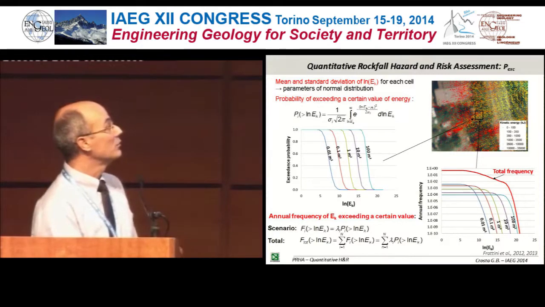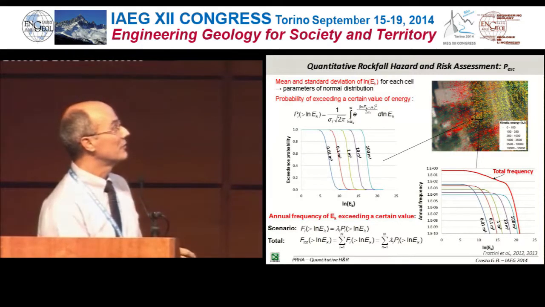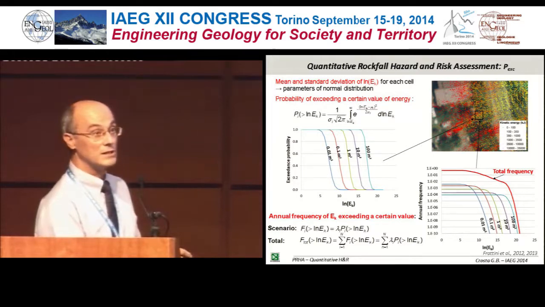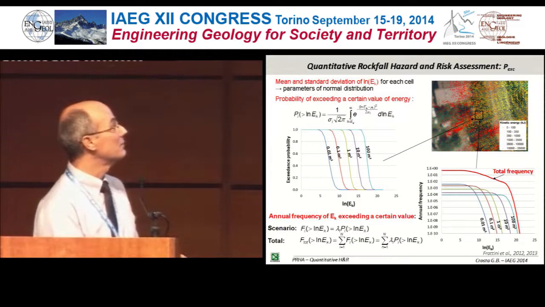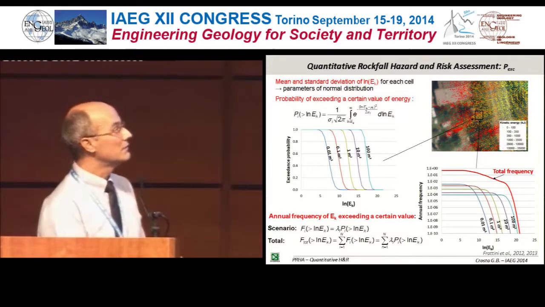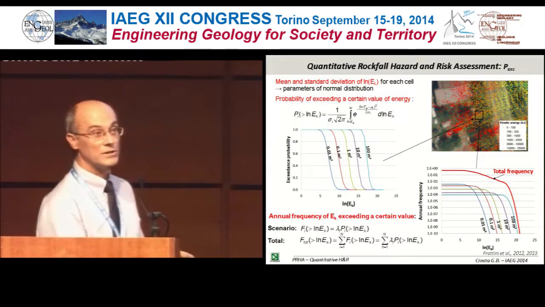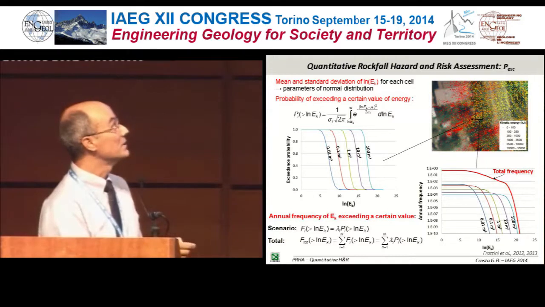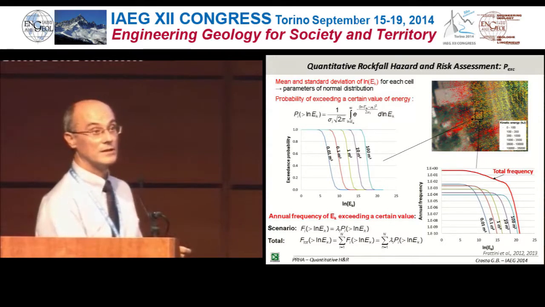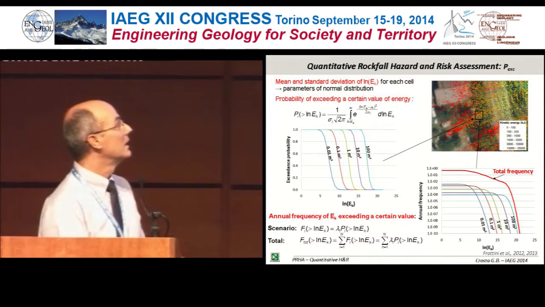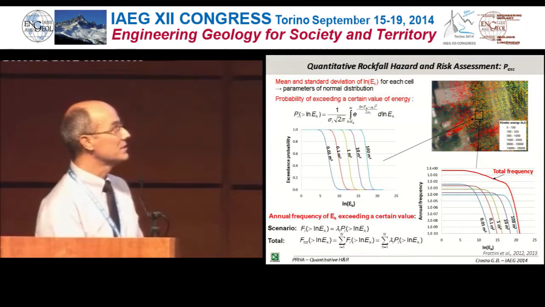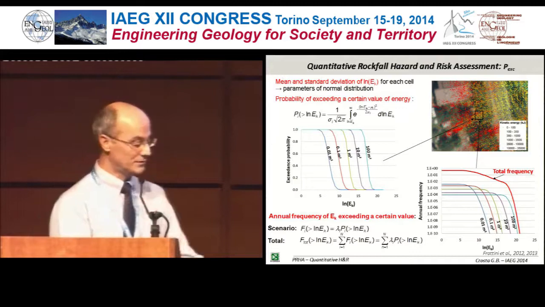And at that point we can do that in terms of annual frequency, because we had the annual frequency of occurrence from the first step. If we do that for all the scenarios, here for 6 scenarios, we can cumulate the total frequency, and so we will have a curve for a specific point on our slope that is described in terms of annual frequency and different levels of energy.